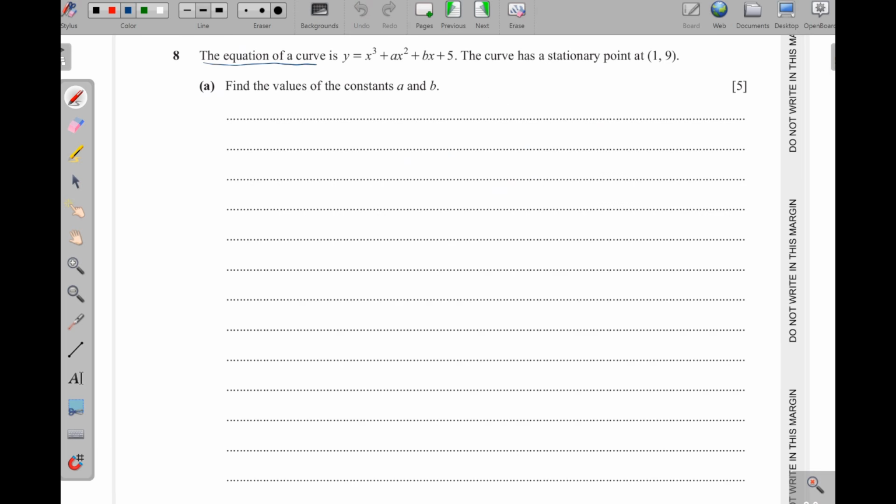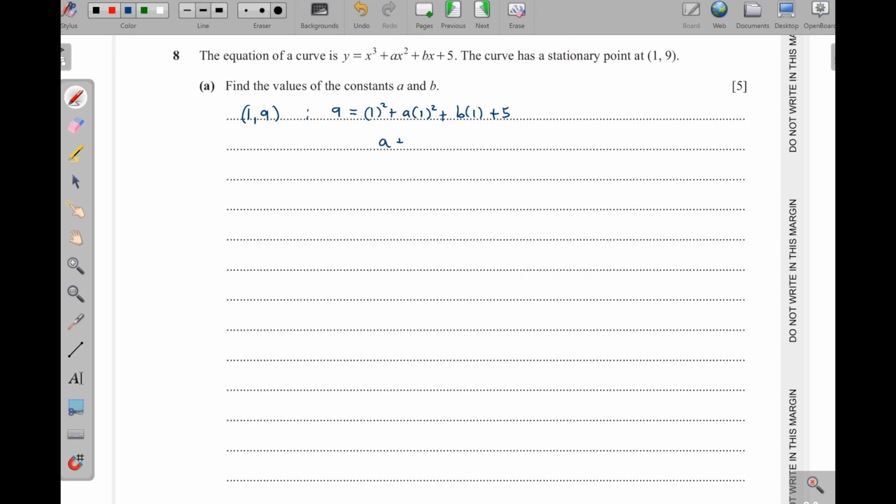Question 8, the equation of the curve is given by this. The curve has a stationary point at (1, 9). Find the values of a and b. So first of all, since this point lies on this curve, then its coordinates must satisfy the equation of that curve. Okay, so if we have (1, 9), that simply implies that our y is 9, then our x is 1. So I just substitute in this equation here. Okay, then I'll get one equation in b and a.